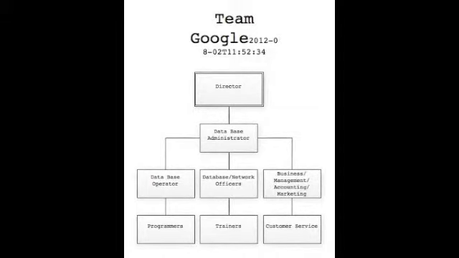We can see a hierarchy where the director is followed by the database administrator, which is followed by the database operator, the database network officer, the business management, accounting, and marketing, and which is finally followed by the programmers, trainers, and customer service. The role of the database administrator will mainly focus on analyzing and reporting the progress of the project regarding the technology, safety, efficiency.